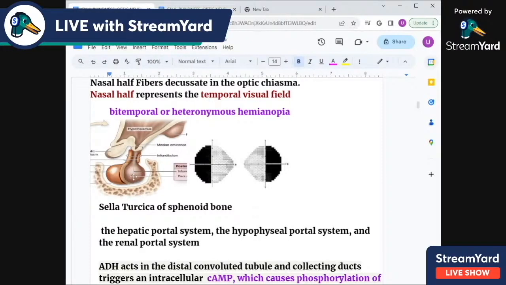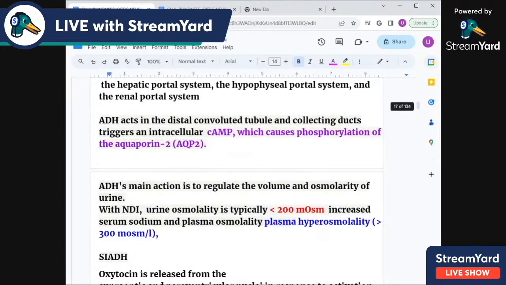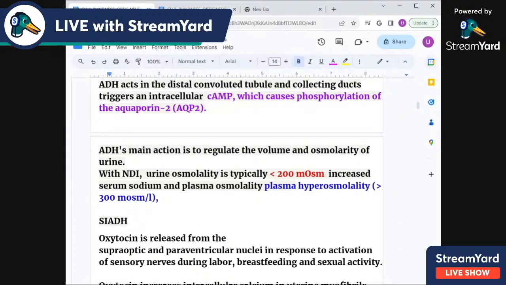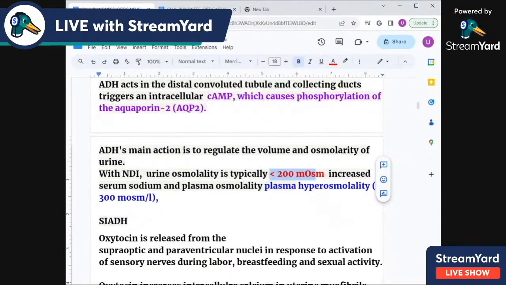So what's the function of ADH? ADH maintains the blood volume and blood pressure. How does it do that? ADH causes water reabsorption from the DCT and collecting duct. So in the absence of ADH, urine becomes hyposmolar, and the blood volume will be reduced. There is a condition also known as SIADH, syndrome of inappropriate ADH production. That's increased ADH that will cause excessive water reabsorption in the kidney. So urine becomes less in amount and the blood volume and serum become more in amount.